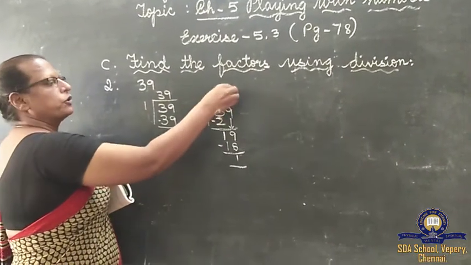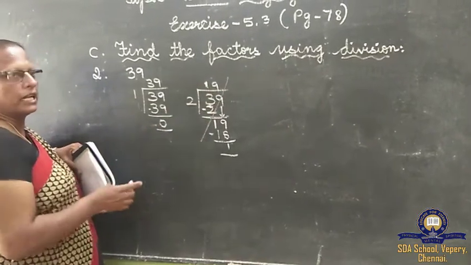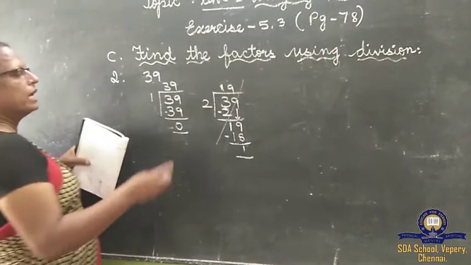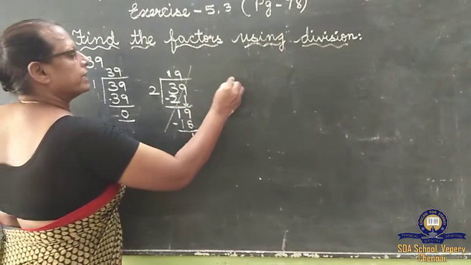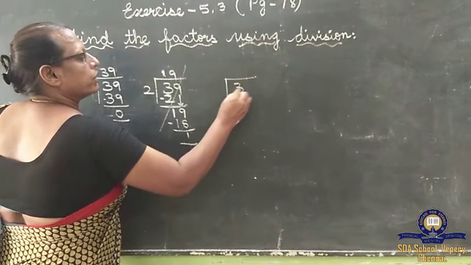No. So what can you do? You can strike it out with a pencil. Don't use a pen. You can strike it out with a pencil. And then you can put 39 in the 3 table. You can write the 3 table.